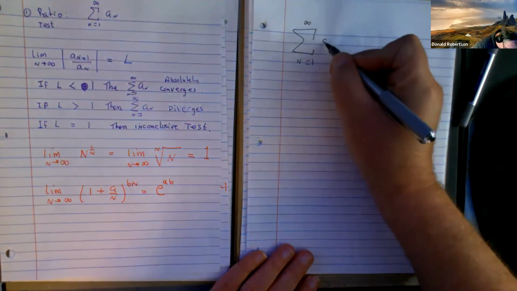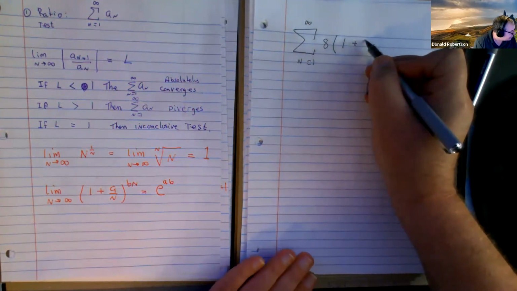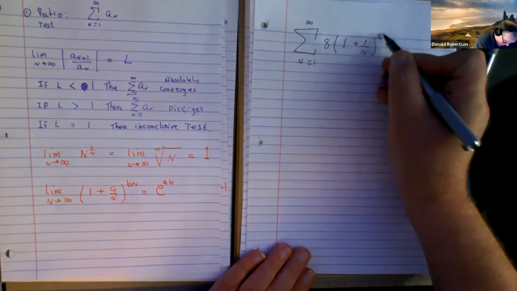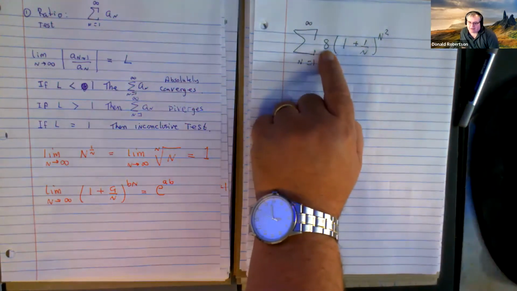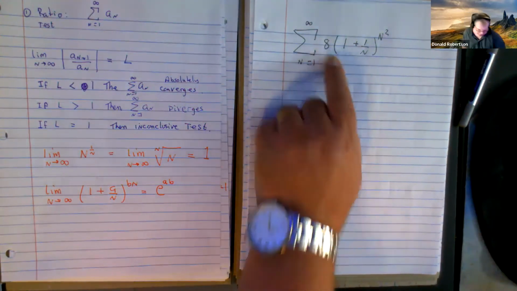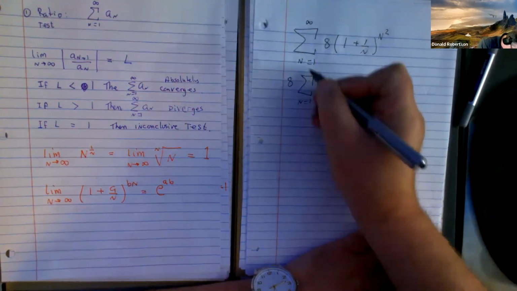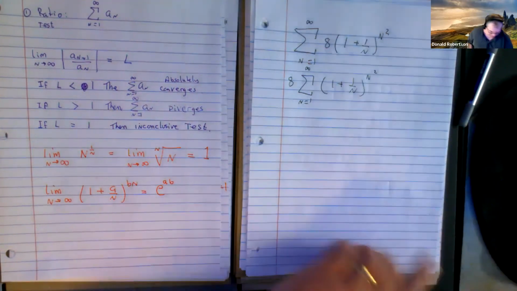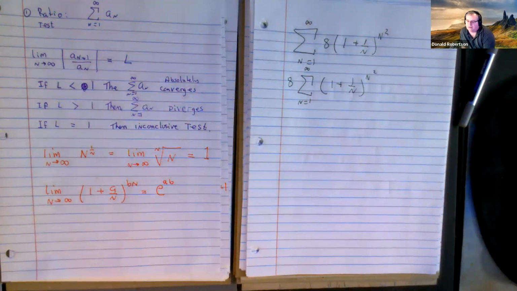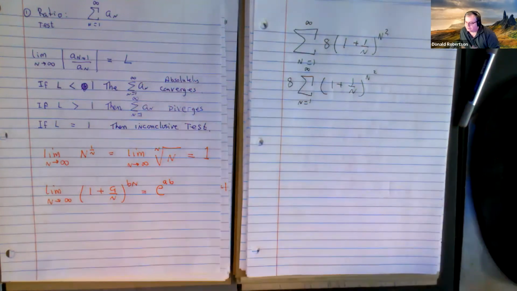Okay, so this one is 8 times 1 plus 1 over n squared. Now I'm going to do a little trick here. That 8 is going to be a pain in the butt if I keep it there. We are allowed to pull out numbers. Would you agree that this guy and that guy are going to behave the same way? That 8 can be pulled outside, just to make my life easier.